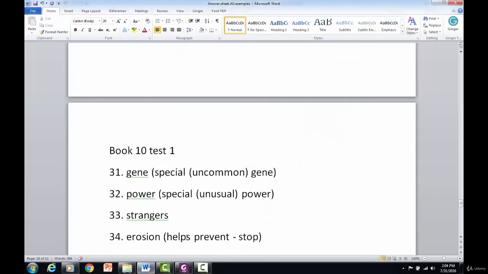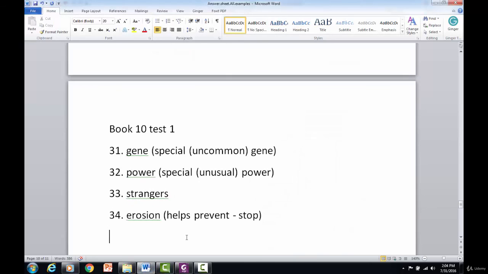So 35 is islands. They said it lives on a few. A few is a synonym for what? A small number.